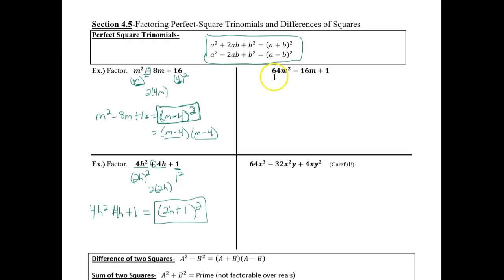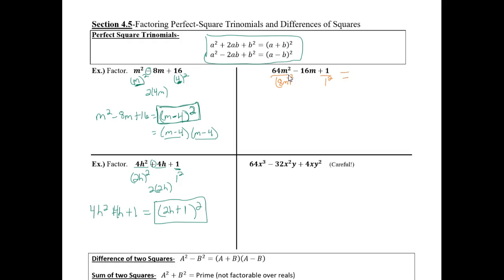Alright, so we look, we see that the first term is a perfect square. This is the same thing as 8m squared. The last term is a perfect square. 1 times 1 would give me 1. And when I put these two things together, 8m times 1 would be 8m. And if I double it, I would get 16. So this is in fact a perfect square trinomial.